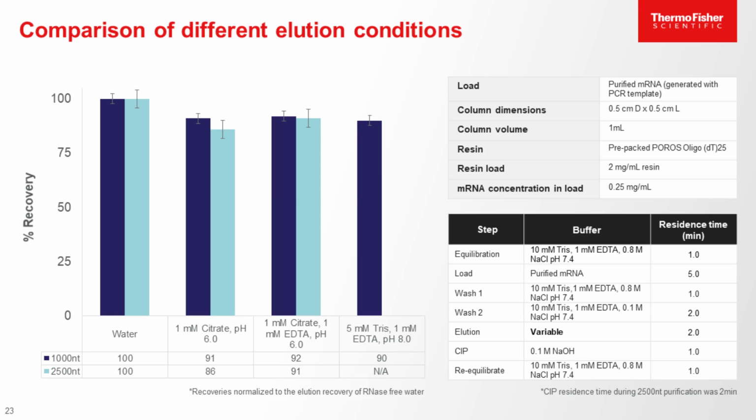So going back to the graph, we can see that if water has 100% recovery, citrate and citrate with EDTA had approximately a 90% recovery for the 1,000, the 2,500. A 90% recovery was observed for the tris EDTA buffer for the 1,000 nucleotide, and we did not test for the 2,500 nucleotide.